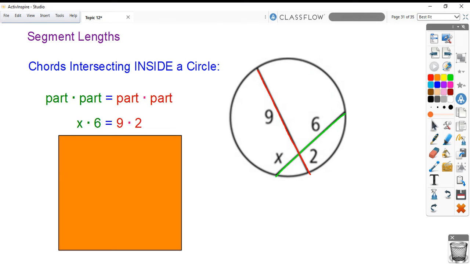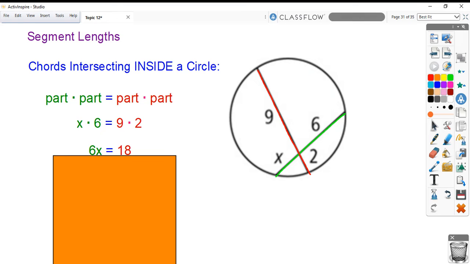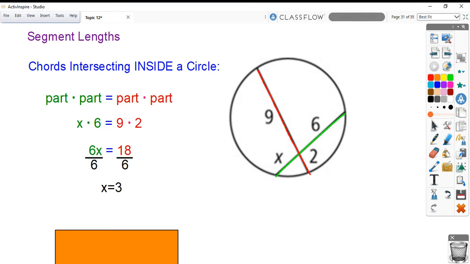So what that does for us is it creates a pretty simple equation. X times 6 equals 18. 6x equals 18. To solve for x, get x by itself, you just have to divide it out of there. We end up with x equals 3. So that is the rule for when chords cross each other inside of a circle. The product of the two pieces is always equal.